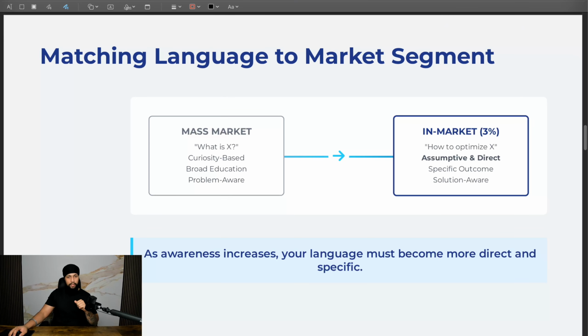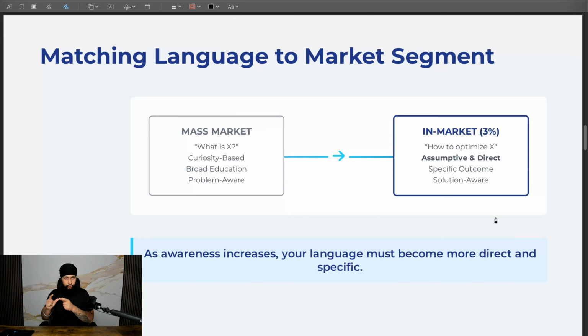Okay, so that being said, how do we actually go about doing that, right? In front of me right now, we have mass market. These are people who aren't even aware, okay? This is the general public. This is not the person you want to go for, okay? We do not want to go for mass market. Instead, we want to go for in-market, okay? And how we do this is by using assumptive language, okay?